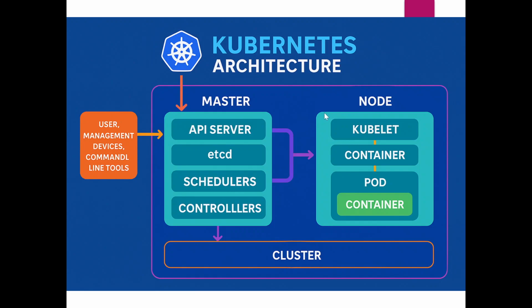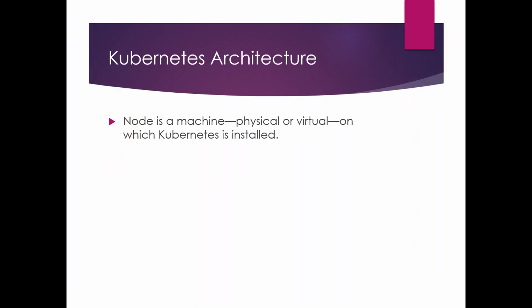So here you can see we have a cluster, and inside that we have a node, the master node, and the worker nodes. So what is a node? A node is a physical or virtual machine on which Kubernetes is installed. A node is a worker machine, and that is where containers will be launched by Kubernetes.